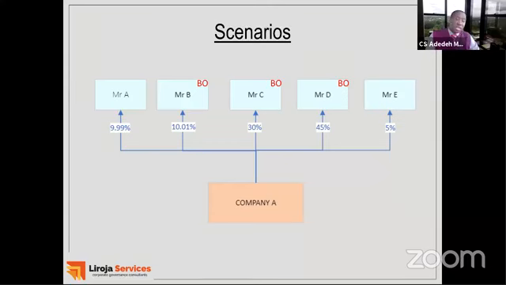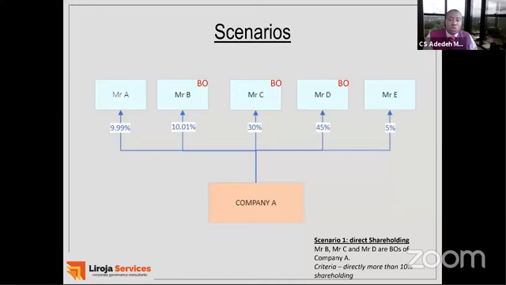Please do note that we are going to ignore Mr. A, even though if we were to round off, it would be 10. There is no rounding off of ownership, so that a 9.99% would not be a beneficial owner for purposes of meeting compliance requirements. So in brief, Mr. B, Mr. C, and Mr. D are beneficial owners of the company, and they have met the first criteria, directly more than 10% shareholding.